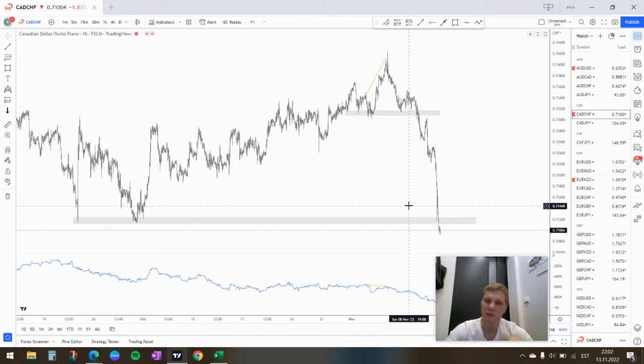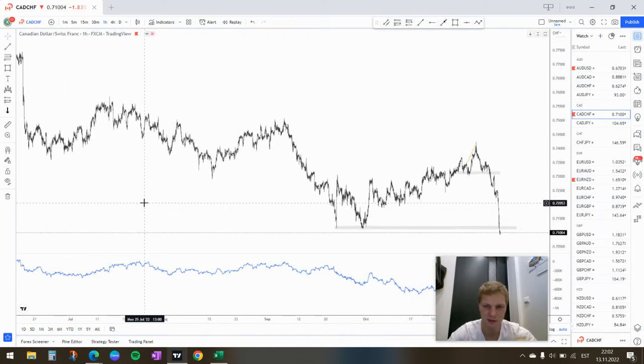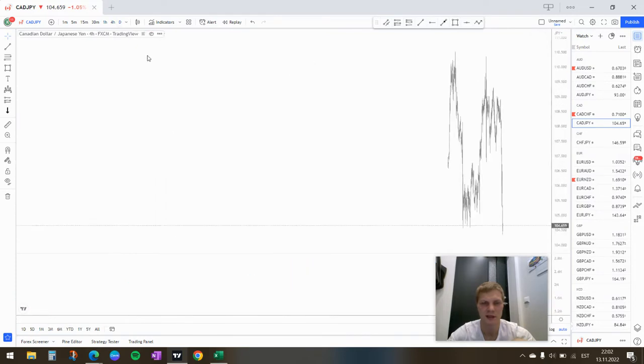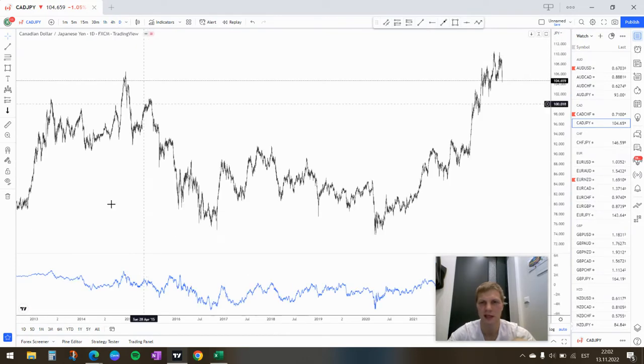Probably there won't be a divergence on such a small move, but the break and retest is gonna be fine, I think. So I'm still in the trade. So here NZD, looking at the daily.